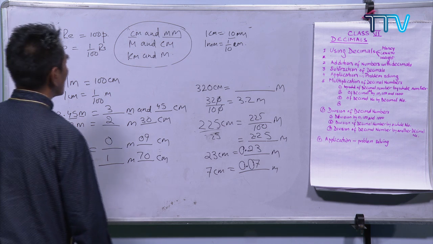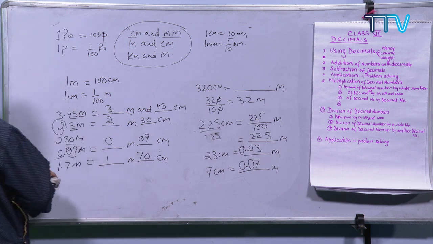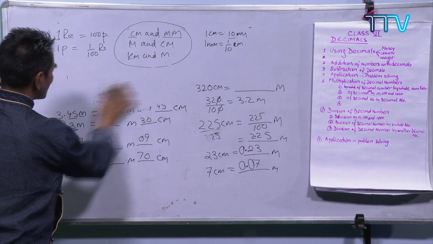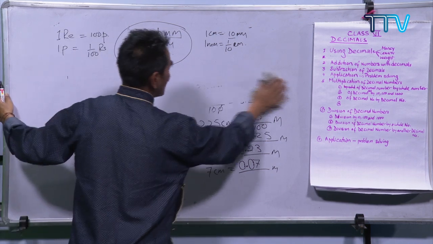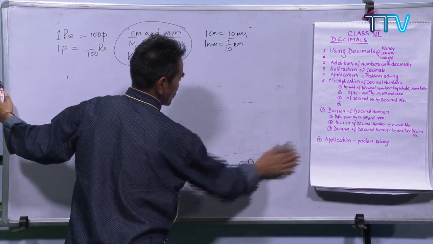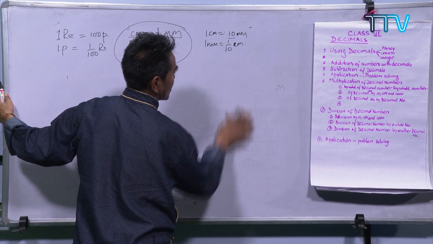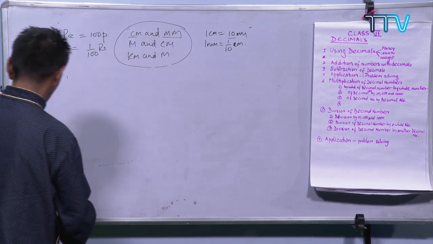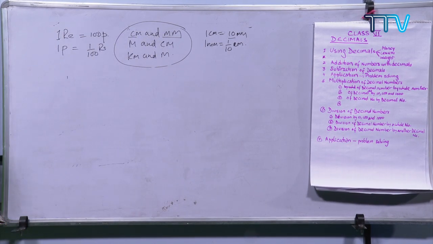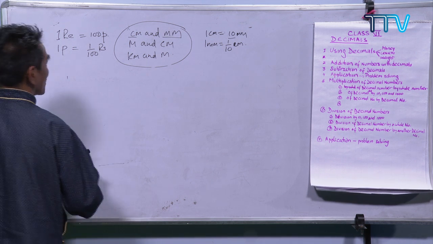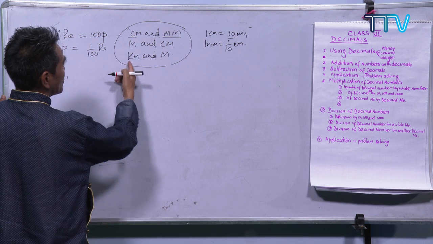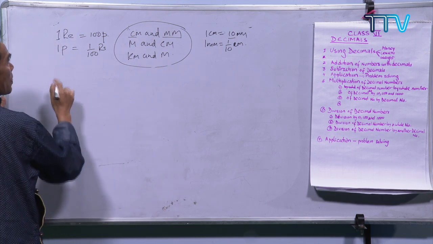Okay, now we do kilometer and meter. This is length. The opposite is weight, which is gram and kilogram, that is mass. Or milliliter and liter, that is volume, right? So, kilometer and meter.